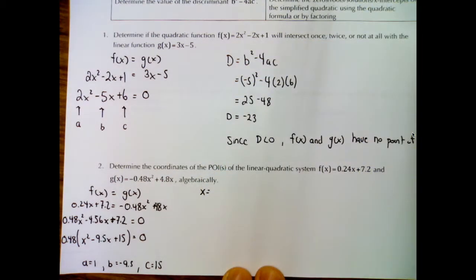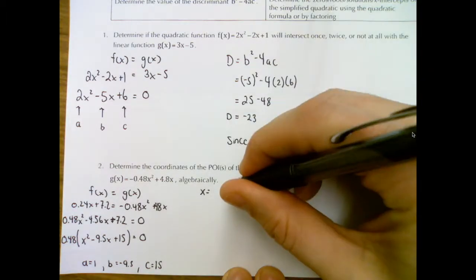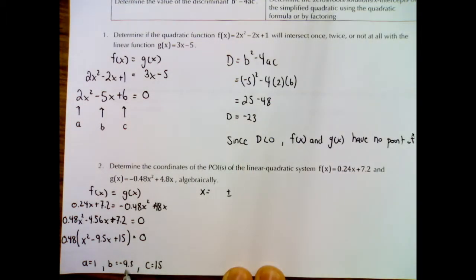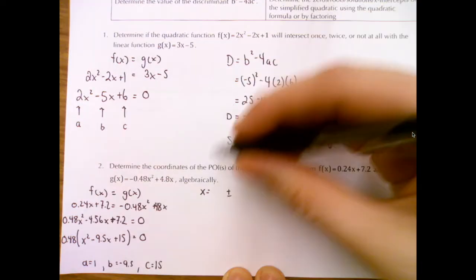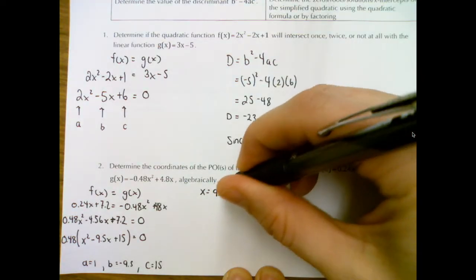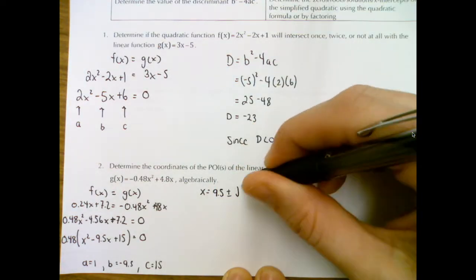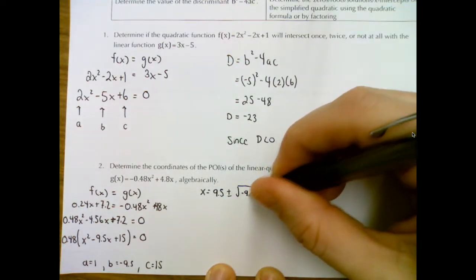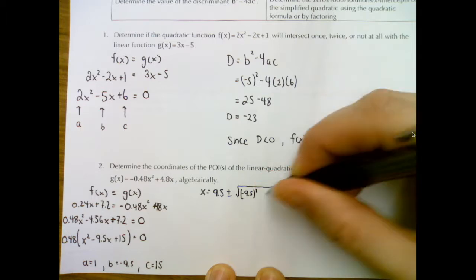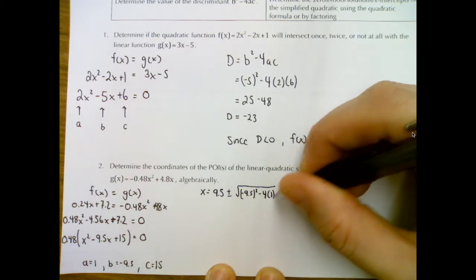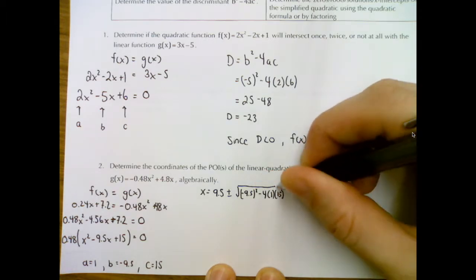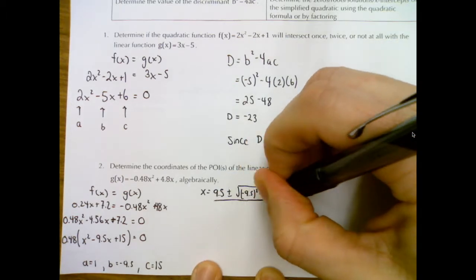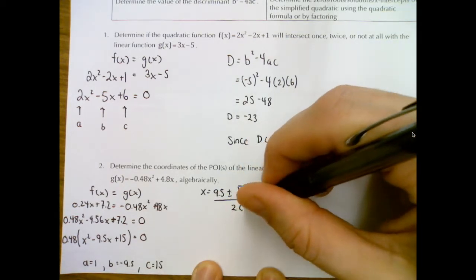The quadratic formula is negative b plus or minus the square root. So negative negative 9.5 would just be 9.5. And underneath the square root sign we have b squared, which would be negative 9.5 squared, minus 4 times a times c. And that whole thing is divided by 2 times a.